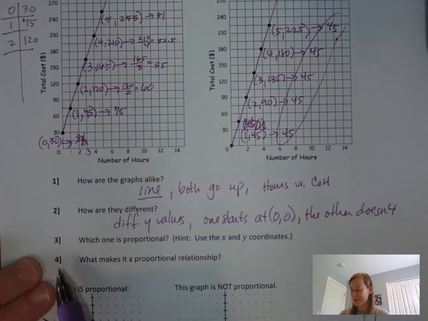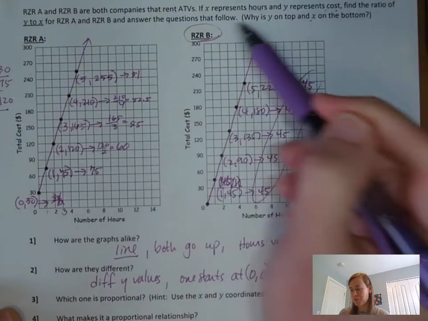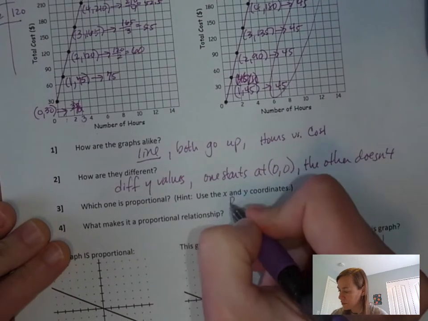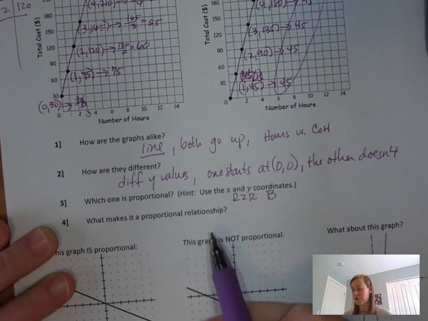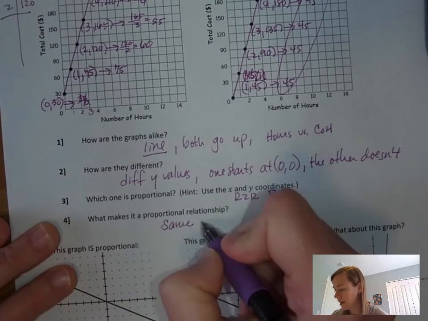Okay, let's go ahead and answer 3. Which one is proportional? All right, I think we already know that razor B is proportional because all these unit rates are the same. So razor B. And what makes it a proportional relationship? I'm going to say same unit rate. All those 45s over there, right?